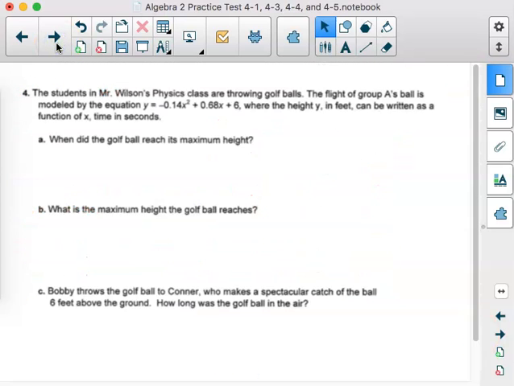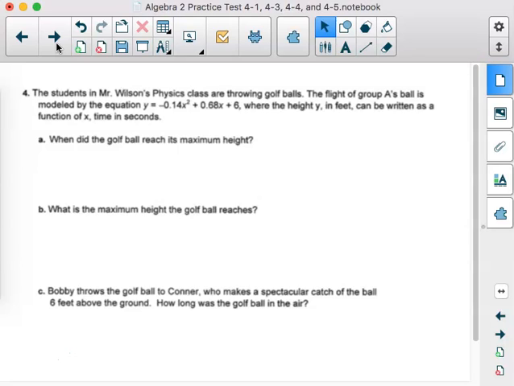All right, number 4. Now, this word problem, but I start to think, well, that's not a really big deal. I mean, if I look at this, I see they gave me the formula. The formula is what's important. The formula is for a parabola. So the students in Mr. Wilson's physics class are throwing golf balls. Okay. The flight of group A's ball is modeled by the equation y equals negative 0.14x squared plus 0.68x plus 6, where the height y in feet can be written as a function of x time in seconds. Okay. A says, when did the golf ball reach its maximum height?